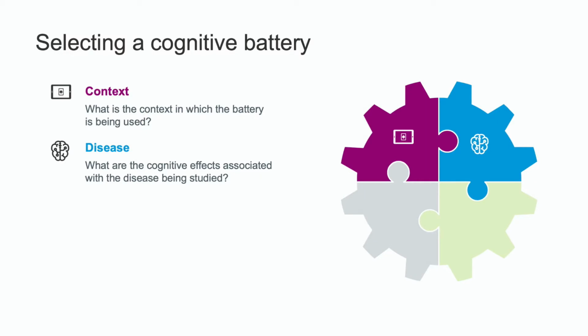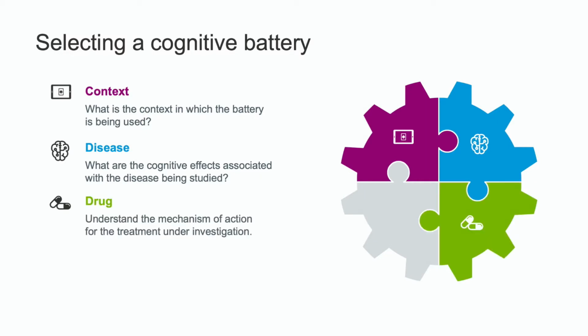Another area that we need to think about is the drug itself or the treatment. So what is the underlying mechanism of action for the treatment under investigation? And this again can be based on, what is the area of the brain that is likely to be impacted, or are there previous studies that we know of where we have seen certain deficits or improvements in particular cognitive domains? If these are known, then it can steer us in a direction of ensuring we include certain tests of those underlying domains.